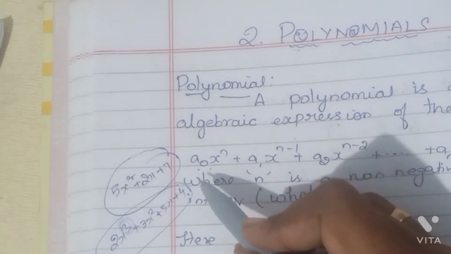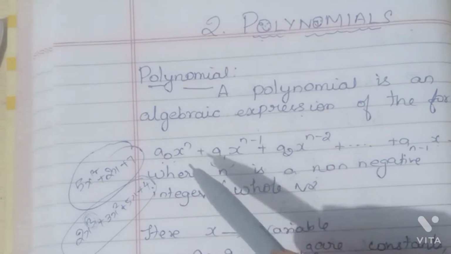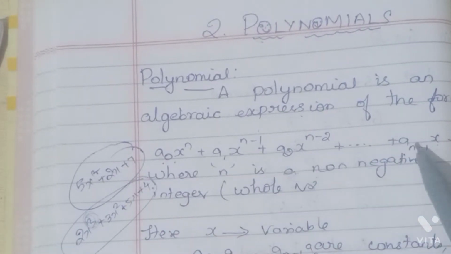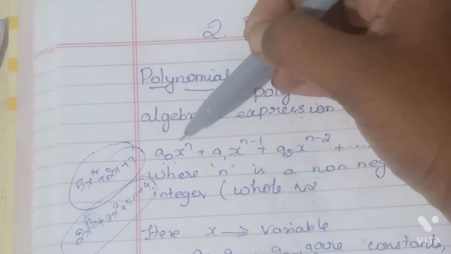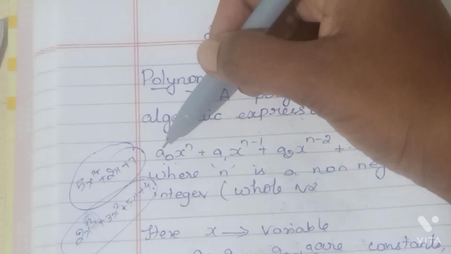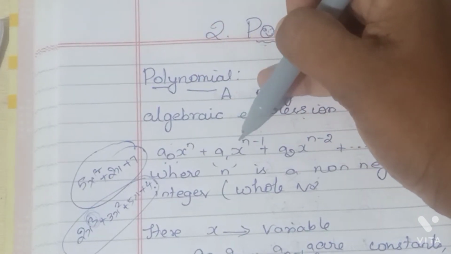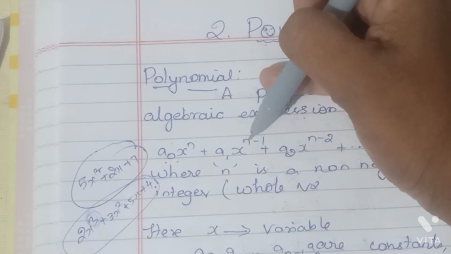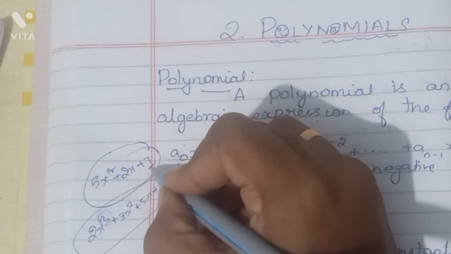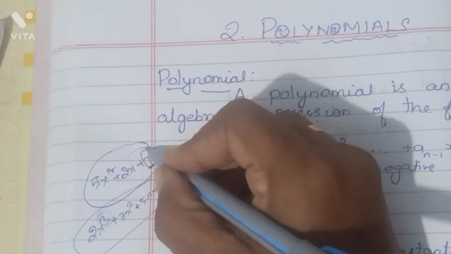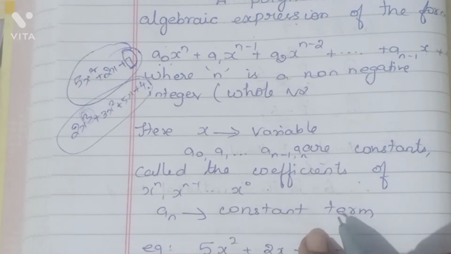So in this expression, a0, a1, a2 and so on up to an minus 1, an, all these are nothing but the coefficients. a0 is the coefficient of x power n, a1 is the coefficient of x power n minus 1, like that. And the last term an, here 7, we call the constant term. So an is nothing but the constant term.